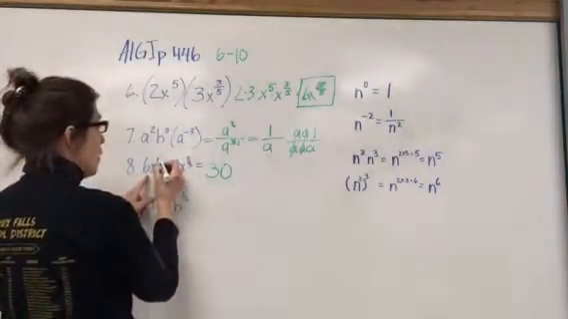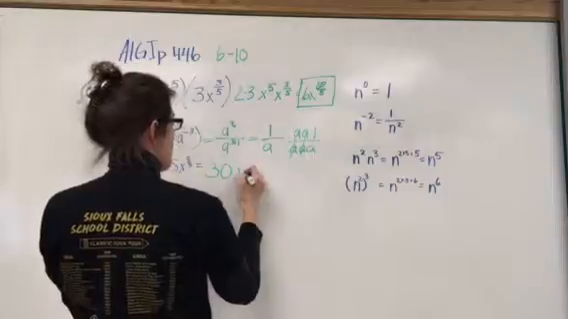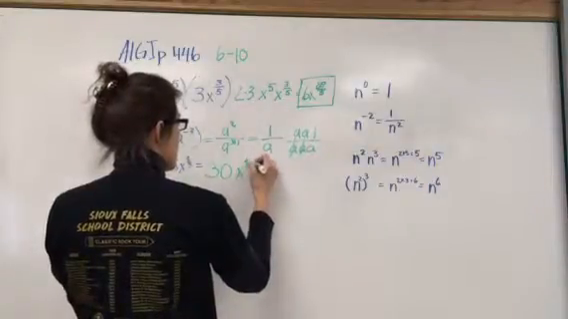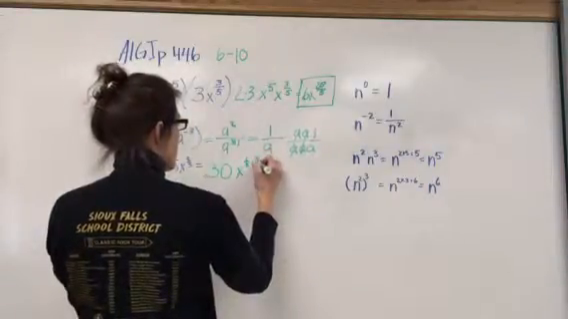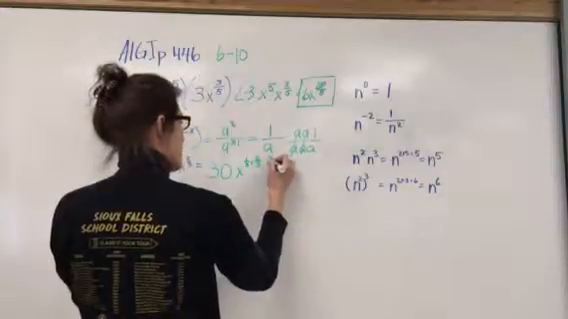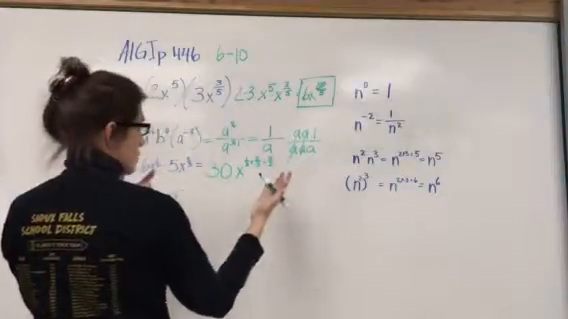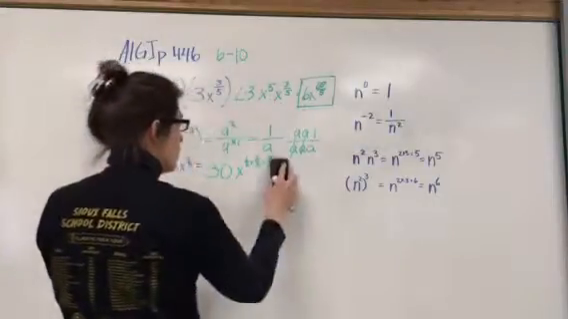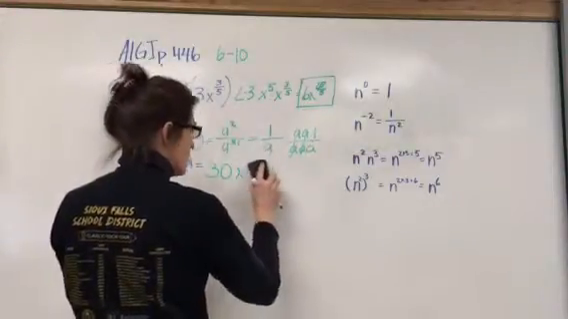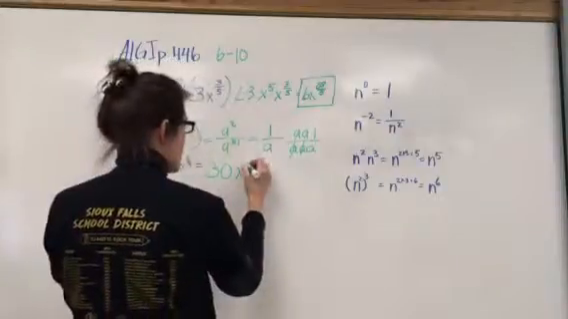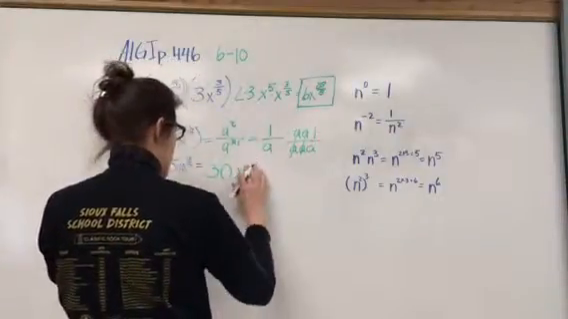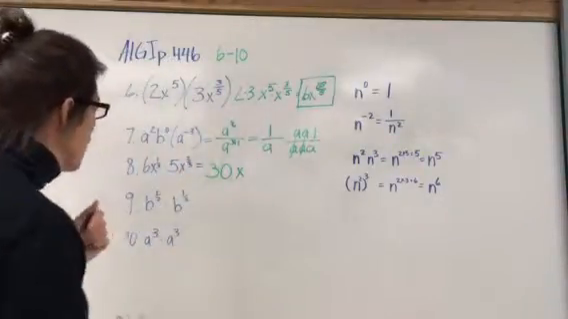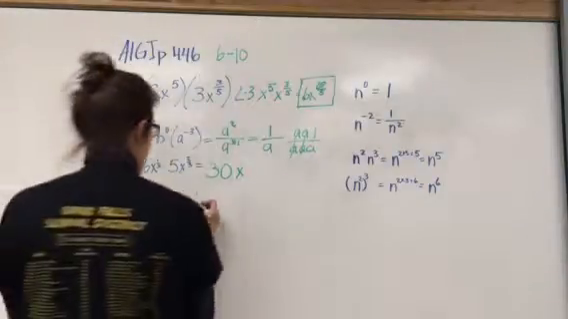So if I add 1/3 to 2/3, I get 3/3, which is the same as 1, so I can just leave it as 30x, because it's understood that it's going to be the 1. So you can just leave it as 30x. That's the simplified form. All right, next one.